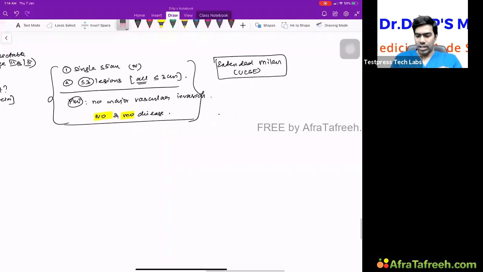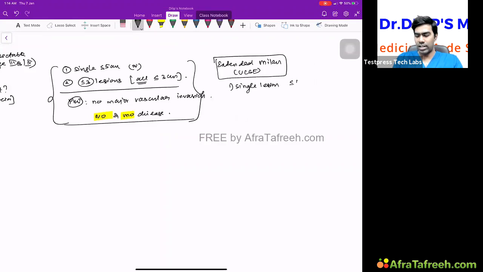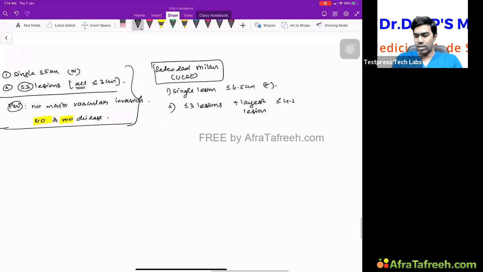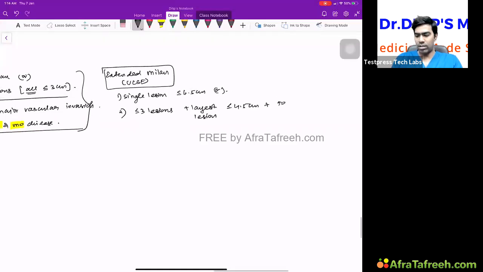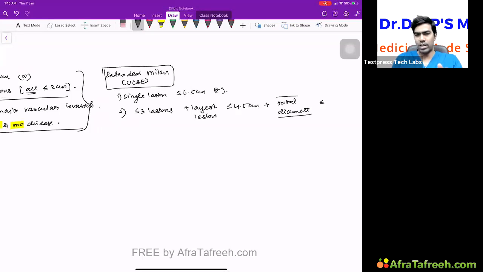What do you mean by extended Milan criteria? In extended Milan, you need to see whether the patient has a single lesion less than 6.5, because now the advancements are huge. That's why they have given a little bit of extra cushion. Single lesion less than 6.5, or the patient can have up to 3 lesions, with the largest lesion less than 4.5 centimeter, plus the total diameter of all the lesions less than or equal to 8 centimeter. So this is the extended Milan criteria.